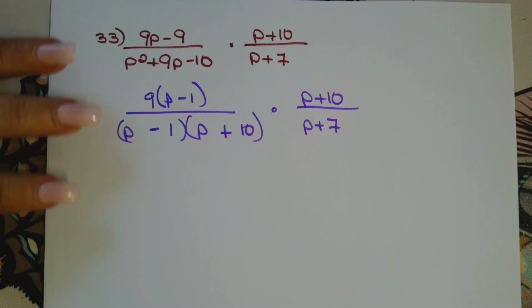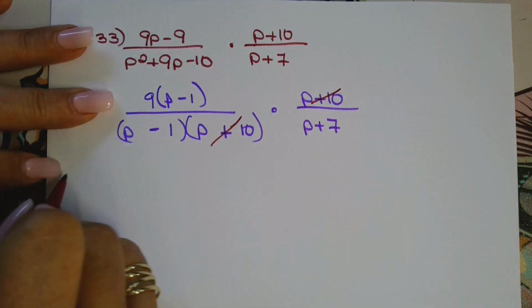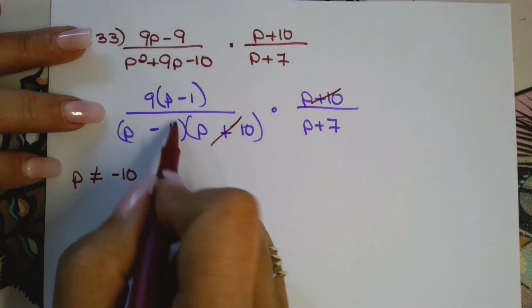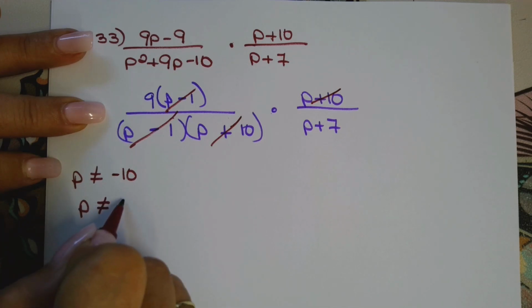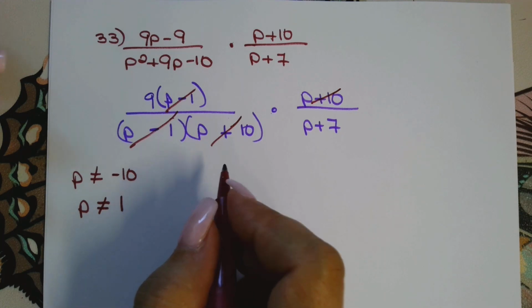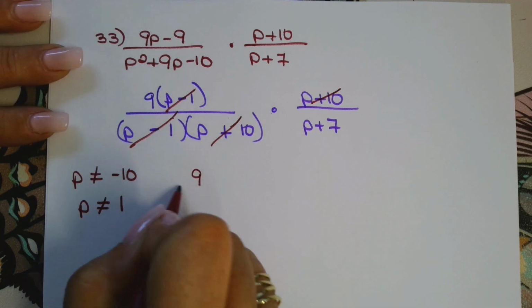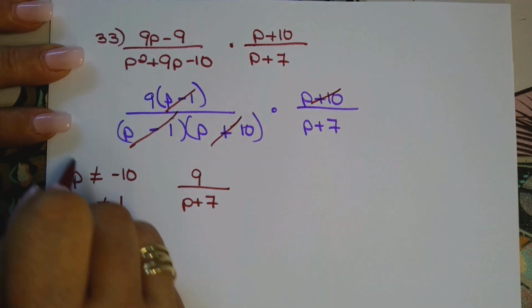All right, time to cancel. The p plus 10s cancel. That means p cannot be negative 10. The p minus 1s cancel. That means p cannot be 1. And at the very end, for number 33, you're just left with 9 over p plus 7.